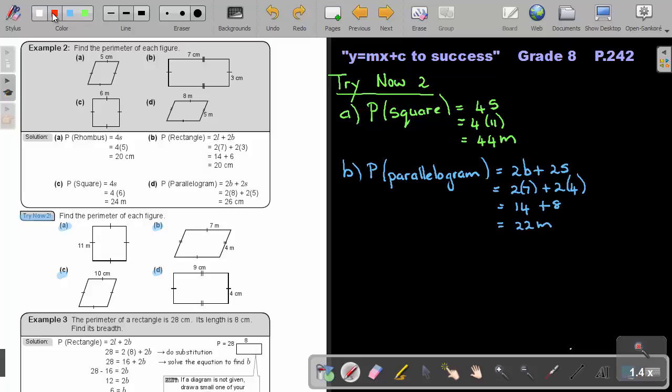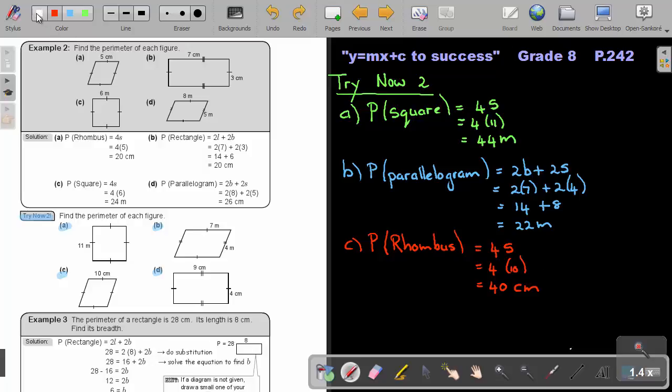And then if I come to the next one, number C, this is a rhombus. So I'm just writing perimeter of a rhombus. First, the formula, it's the same as the square, so it's 4 times the side. Now remember, I put brackets, I do substitution, and it's 10 the side. And then 4 times 10, that will be 40, and this is in centimeters.